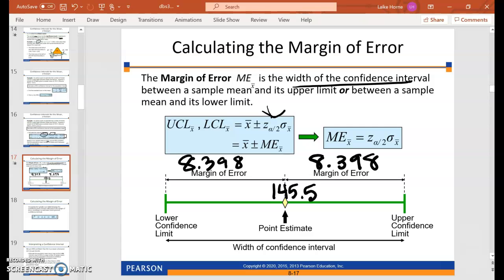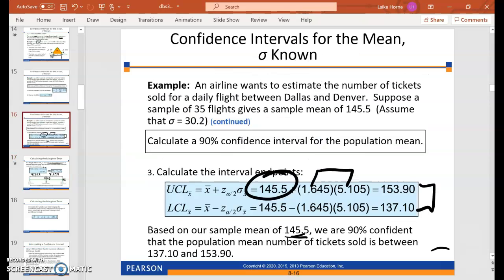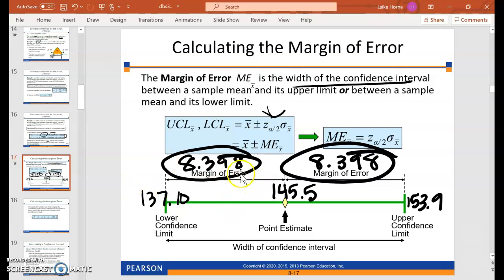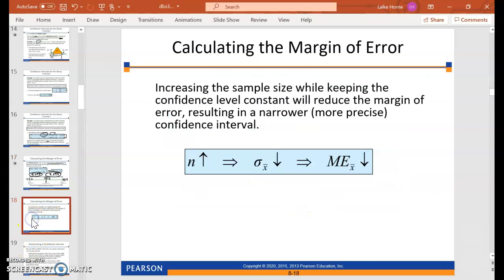So if we add the margin of error, we would get our upper limit, which is 153.9, and over here 137.10. So all the margin of error is, you're going to be asked to just calculate that. It's how wide your confidence interval is going to be for the upper and the lower.